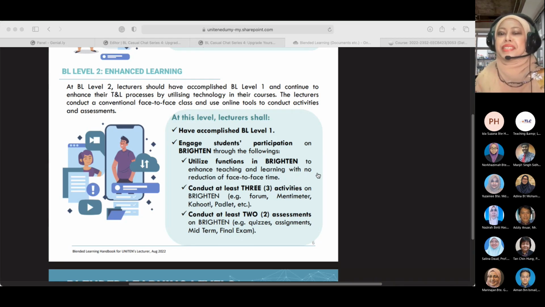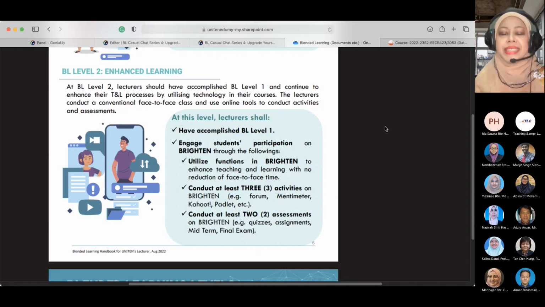I'm not putting any pressure on you, but it serves as a place for us to, I like the word demystify. There's something mysterious about the BL implementation at UNITEN. You can see that ever since 2016, it has been like that. Nobody seeks to clear out the mystery or perhaps what is behind the definition. I want to get it clear. So that's the function of this BL Casual Chat series. So that's the purpose actually.